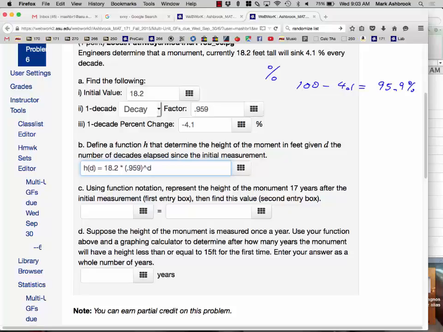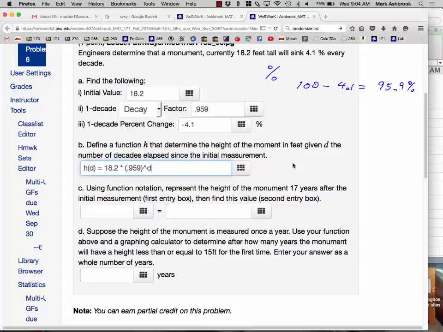The exponent says how many times you multiply by 0.959: d times. So after 3 decades, you will have multiplied by 0.959 3 times. Okay, so it should make sense. Remember, when you see exponential form, you're going to think repeated multiplication. You think, oh, I'm going to multiply by 0.959 times 0.959 times 0.959 for however many decades go by, because it's once per decade.